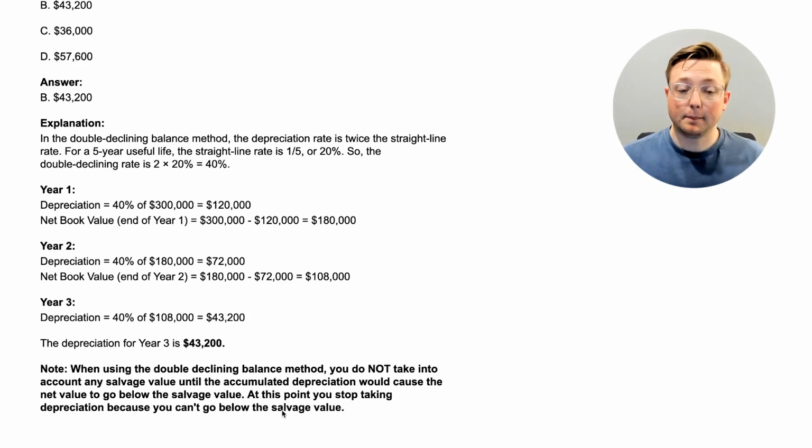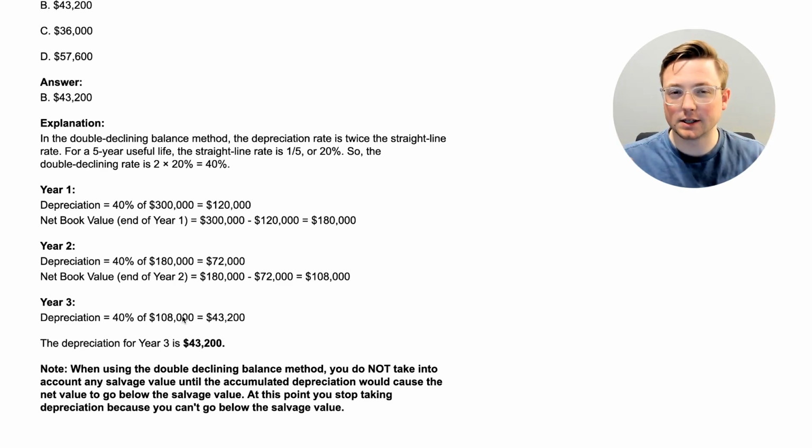Now, what does that mean? That means that in year 3, we've taken another $43,200 of depreciation. That means that there is $64,800 of net book value left. Now, if you'll pay attention, that is still above the salvage value, but if in the next years, the depreciation would cause it to go below that salvage value, you just take depreciation up to the salvage value, and then that's it. So if there's randomly a year where you're already at the salvage value, then you don't take any more depreciation. There's no more depreciation from that point onward. You stay at the salvage value.